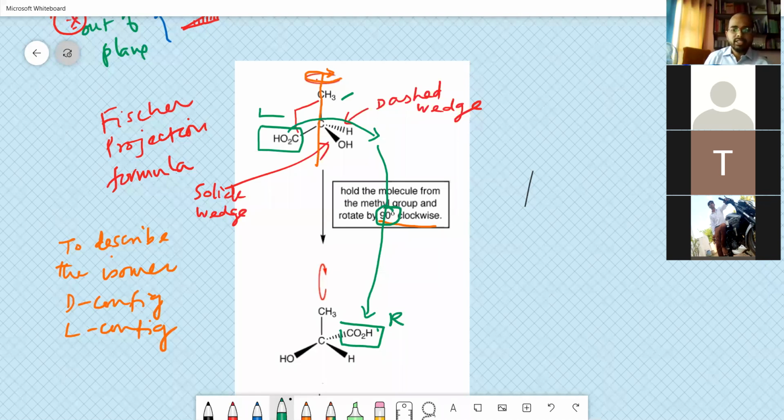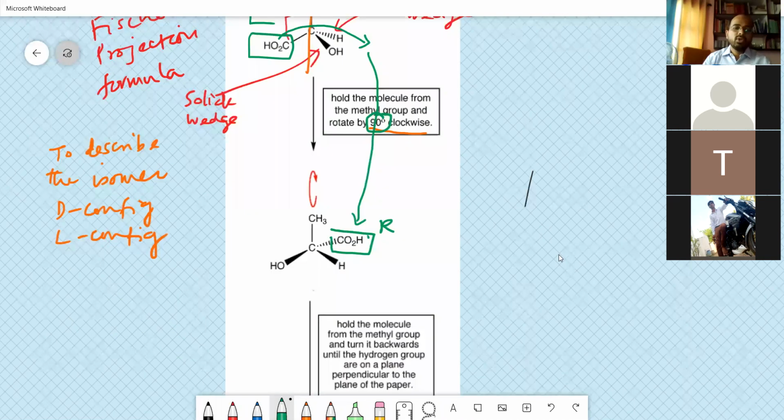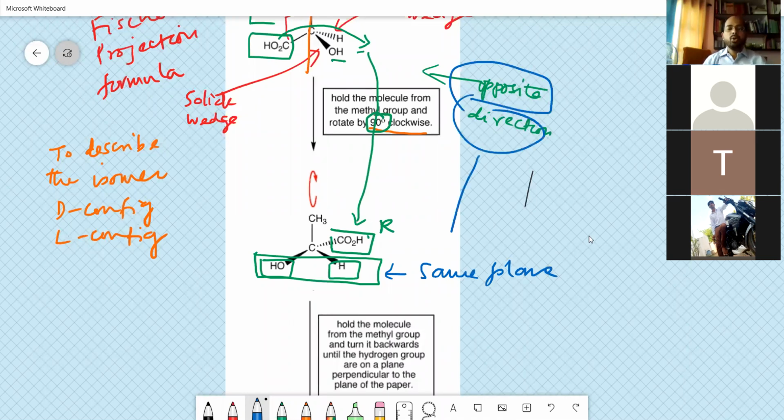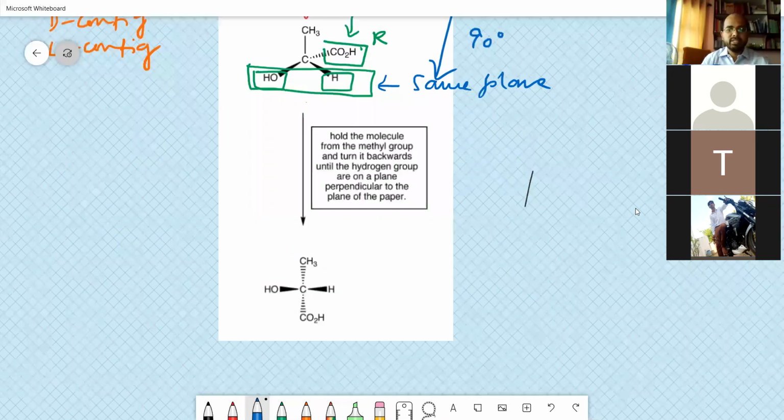So after you do that, you will see that these two, H and OH, which are in opposite planes, opposite directions, come to the same plane. Opposite direction to same plane. How? By 90-degree rotation. Now, after doing this, hold the molecule from the methyl group and turn it backwards.